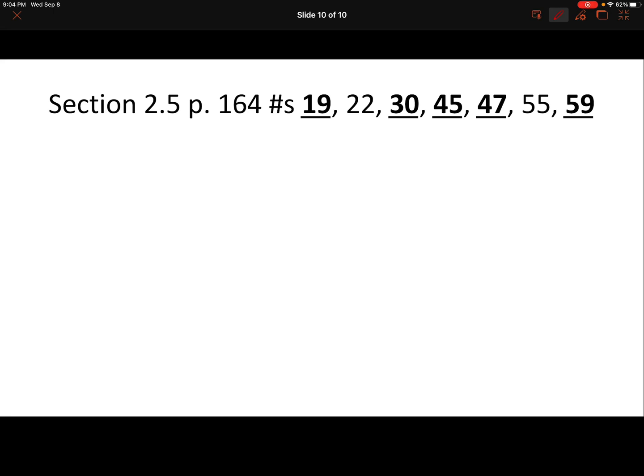There's your assignment. Bold and underlined are required. Others are encouraged for extra practice, make you confident, make you efficient when you get ready for tests and quizzes.